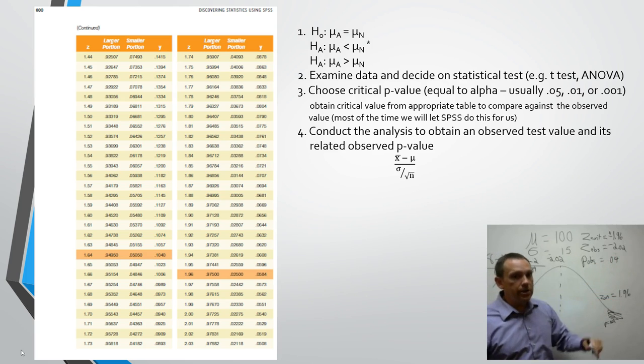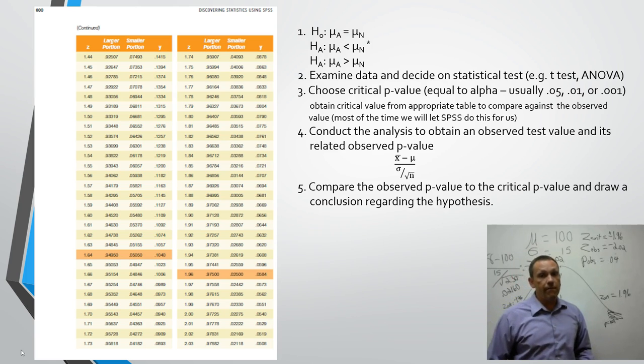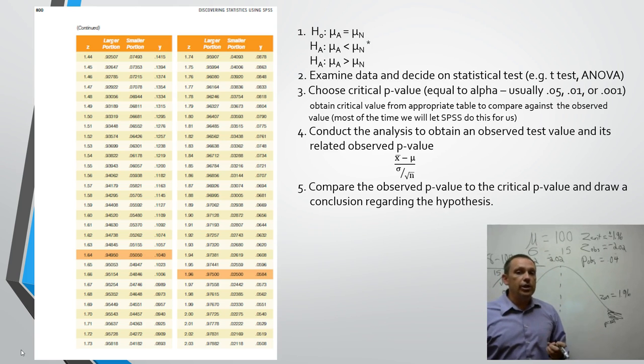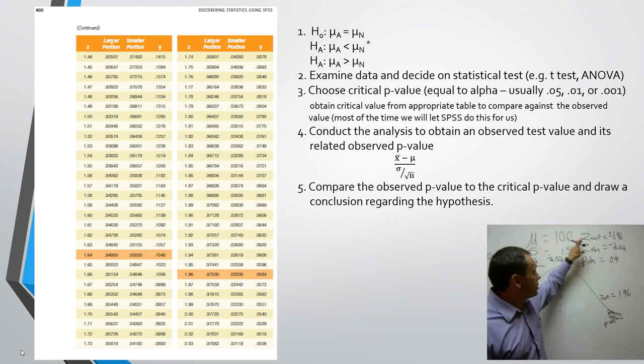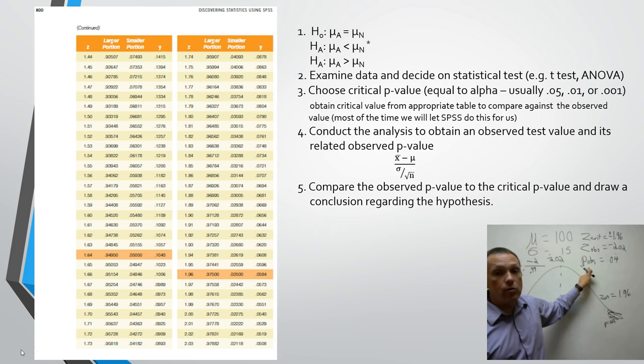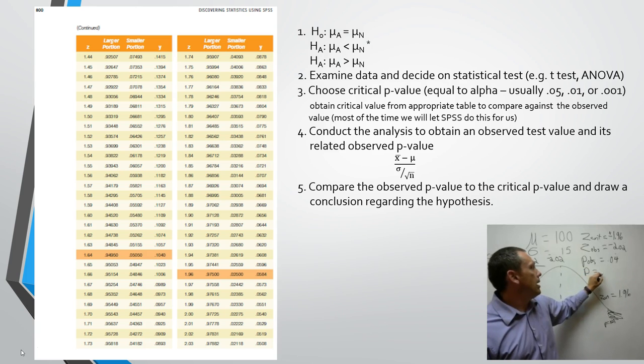Now the second piece to this, as we go to step 5, is we want to compare the observed p-value to the critical p-value and draw our conclusion. Here are our critical and observed z-scores. Here's our observed p-value, but what was our critical p-value? In this case, we were looking for a p that was 0.05.